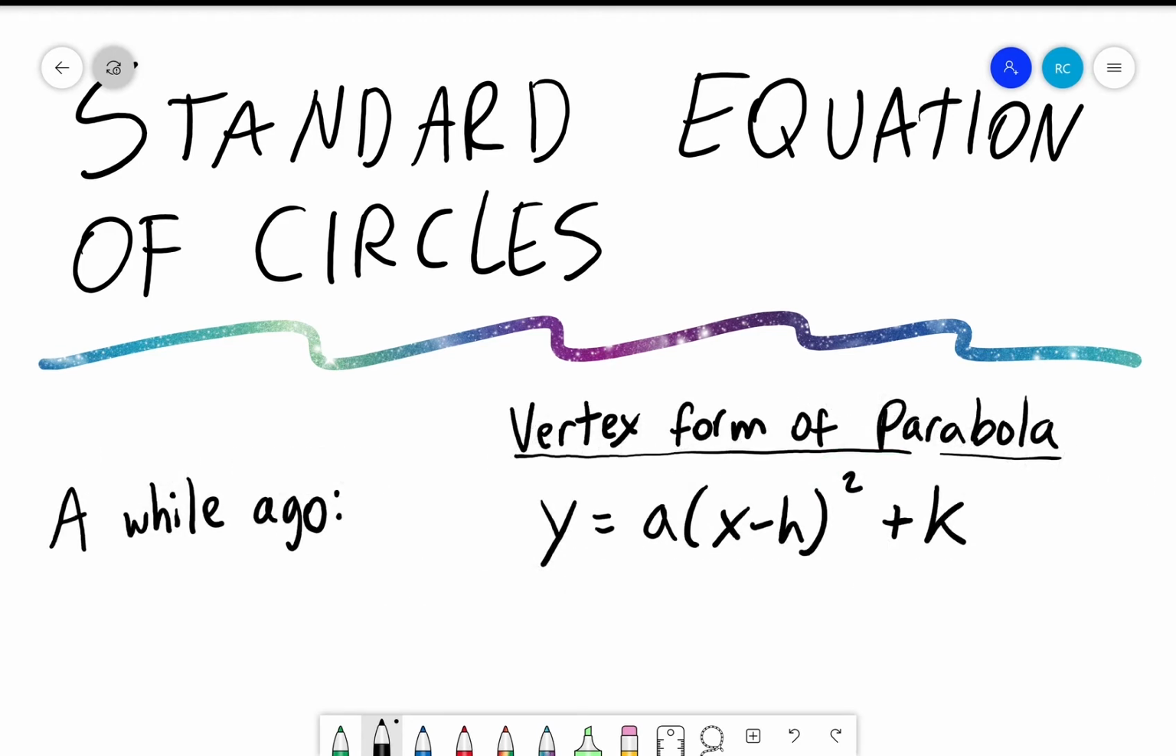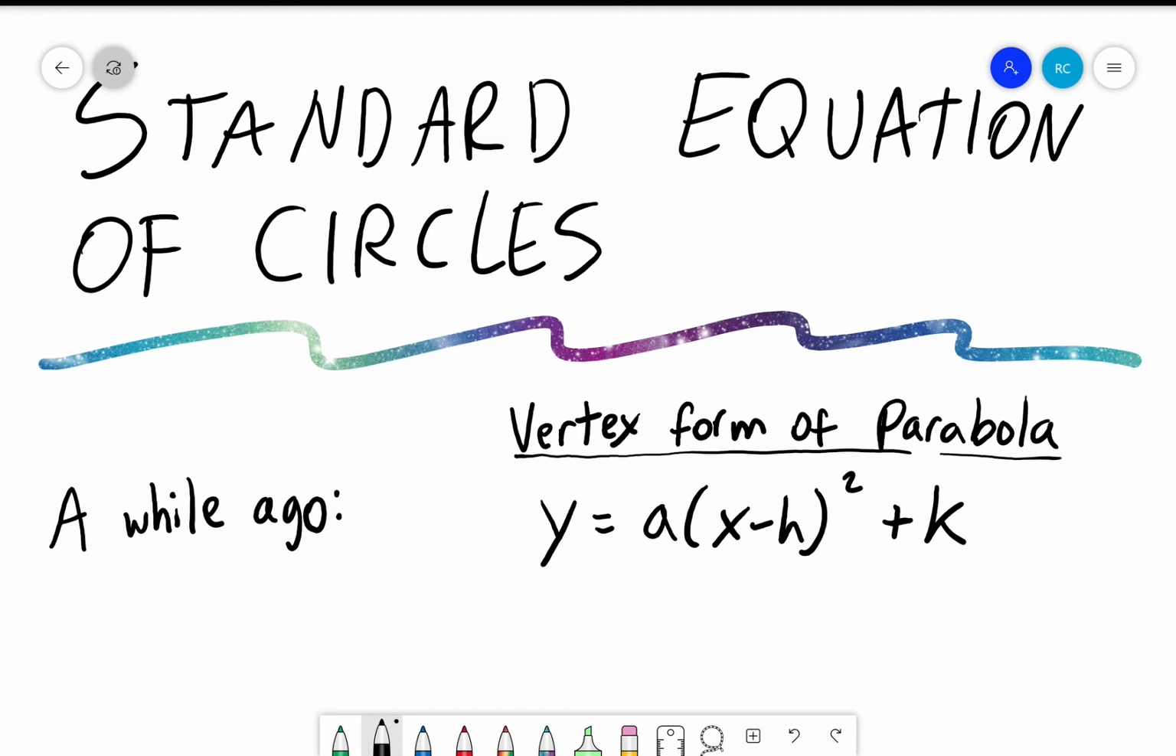Now, the second bit of review that we're going to be using in the upcoming problems involves the vertex form of a parabola. Now, I know that was a while ago, and I know you might be thinking, wait a second, why are we suddenly talking about parabolas? Stay with me, I promise it'll make sense.